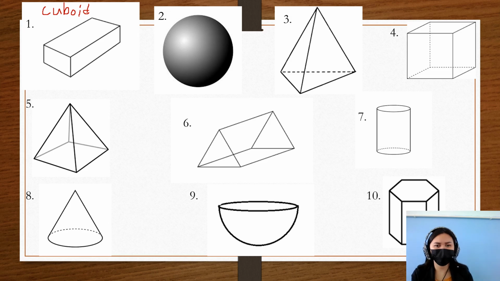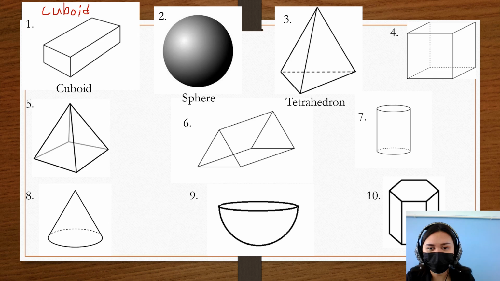Number 2, what shape is this? Oh, here, there's an answer. Number 2 is a sphere. Right, it's a sphere. Number 3, what do you call that shape? It's a tetrahedron. We call it tetra because its base is a triangle. Okay, tetrahedron.